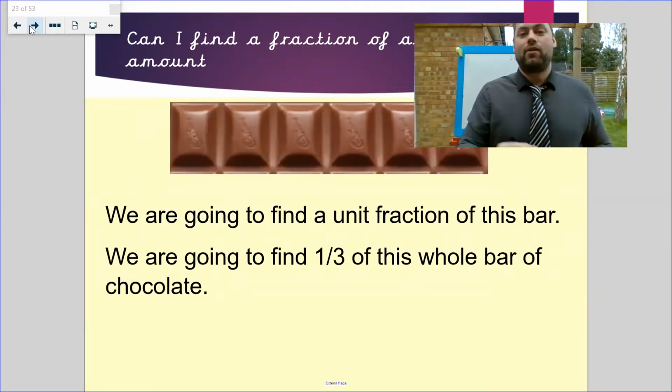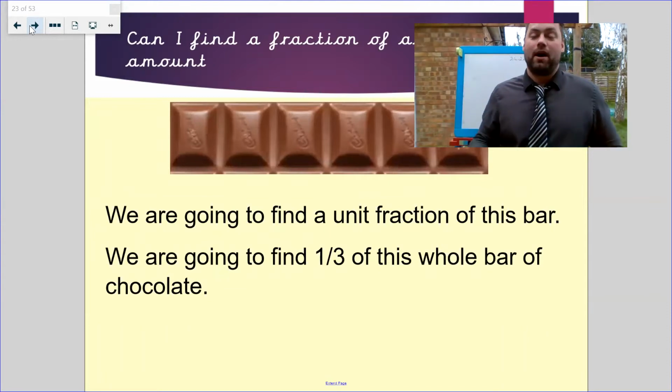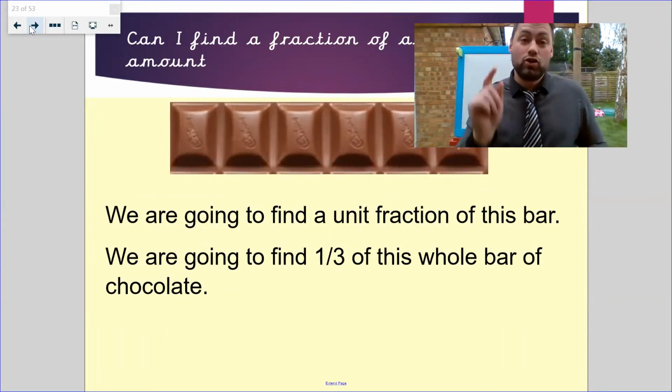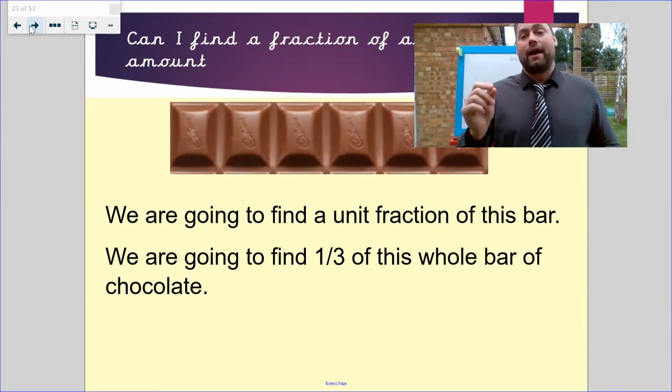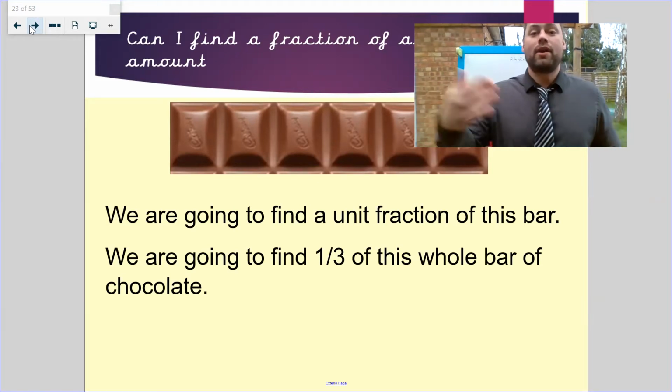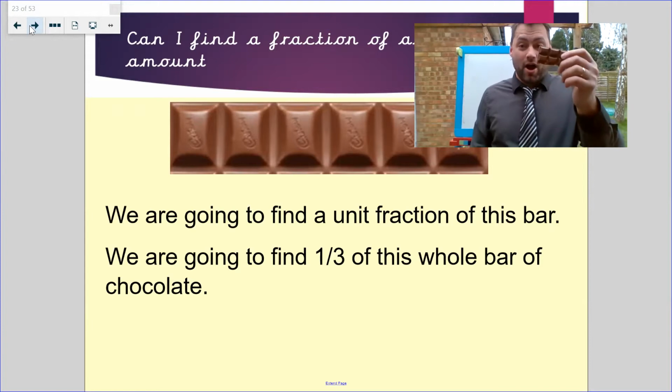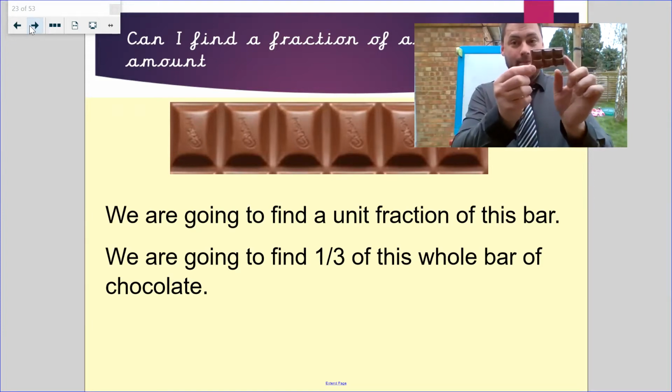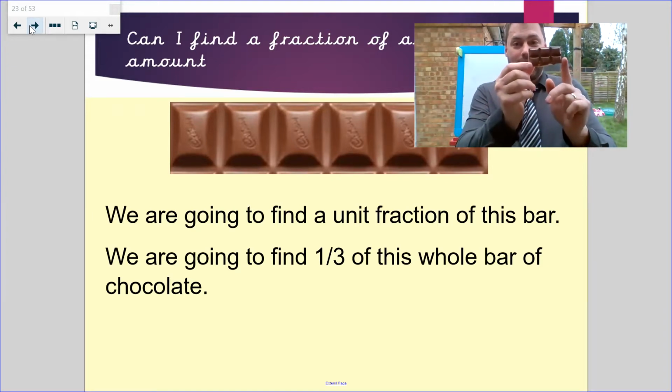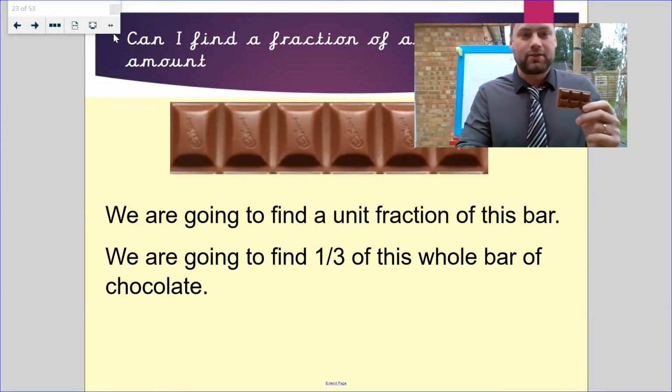We're going to find out a unit fraction of this bar. And remember, a unit fraction is when the numerator is 1 and that's it. Okay, so 1/3. So we're going to find a third of this chocolate bar, the one on the screen, the one I'm holding here. So let's go about it.